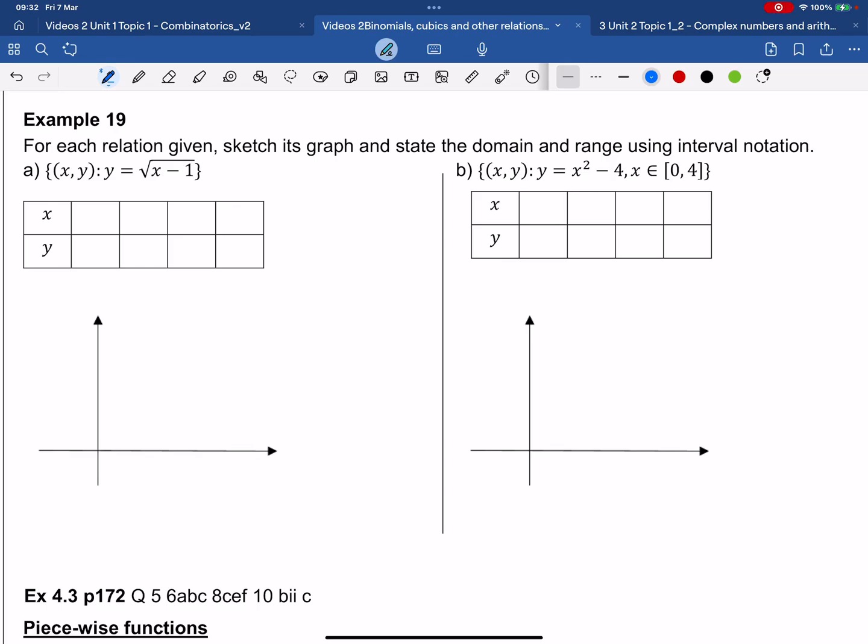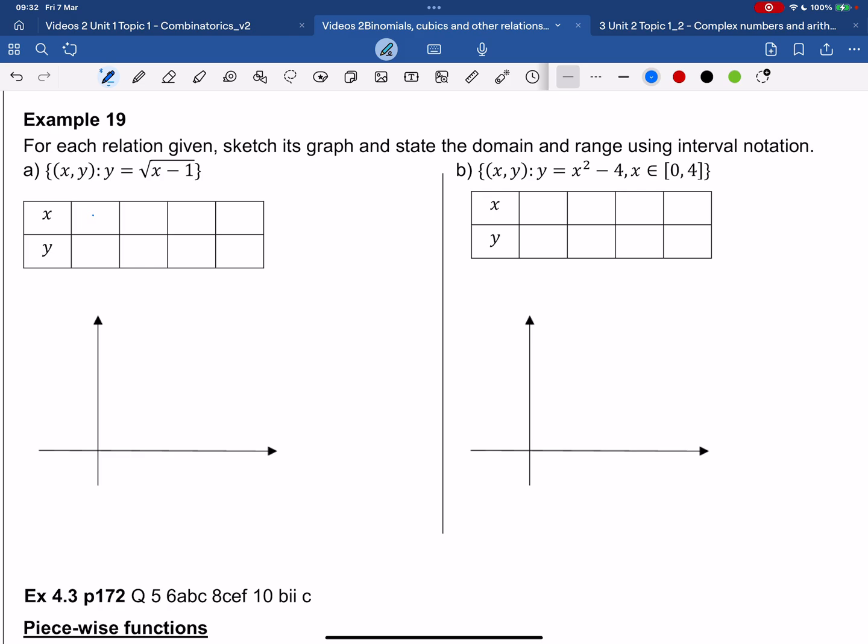For each relation given, sketch its graph and state the domain and range using interval notation. All right, so there's a graph in x and y, given that y is equal to the square root of x minus 1. Because it doesn't have a plus and a minus over there, we're only interested in the positive, whereas we assume that it's all positive because they have given us the positive square root.